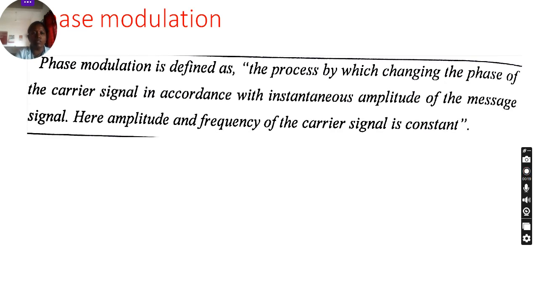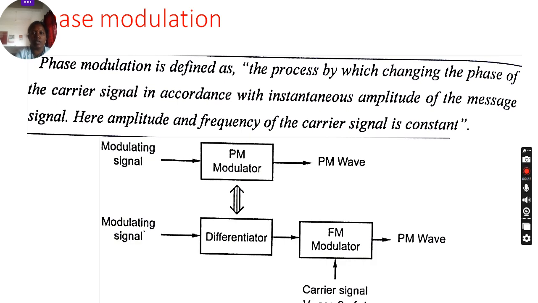Now phase modulation. Phase modulation is defined as the process by which the phase of the carrier signal is changed in accordance with the instantaneous amplitude of the message signal. Here the amplitude and frequency of the carrier signal are constant. In frequency modulation the definition changes: it is the process by which the frequency of the carrier signal is changed in accordance with the instantaneous amplitude of the message signal. In frequency modulation, the amplitude and phase of the carrier signal are constant. Now we use phase modulation, where the amplitude and frequency of the carrier signal are constant.